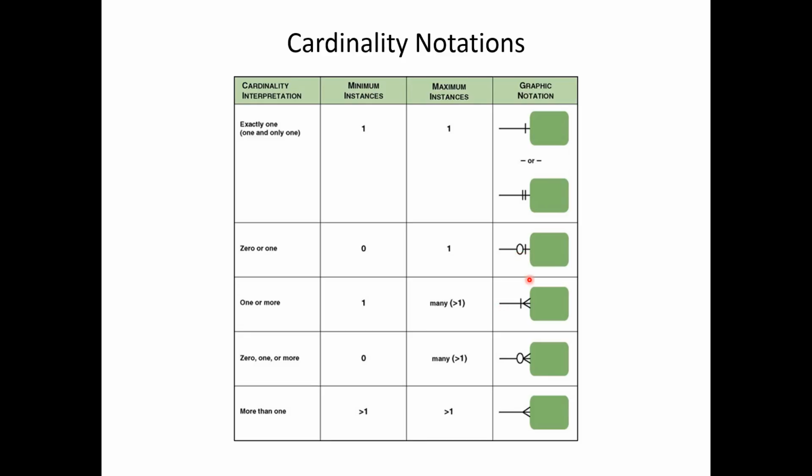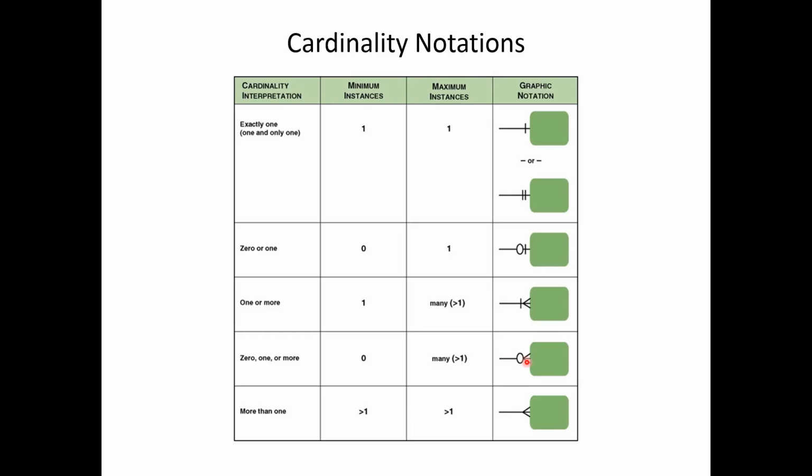Now, once it's more than 1, let's say it's 2, 3, 4, 5, or even more than that, an indefinite number of instances, you say many. So once it's more than 1, 2 and above, you say many. This notation represents minimum 1, maximum many. So Crowfoot represents many.